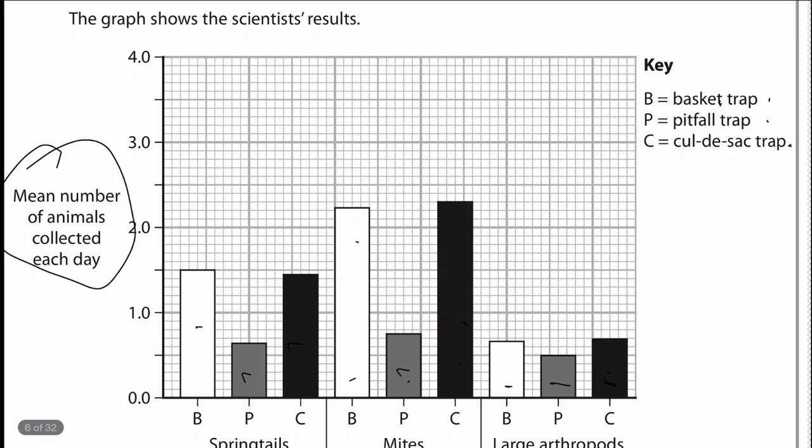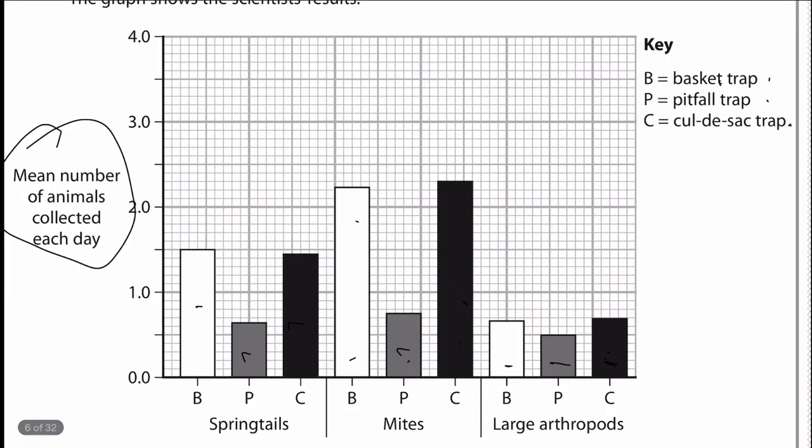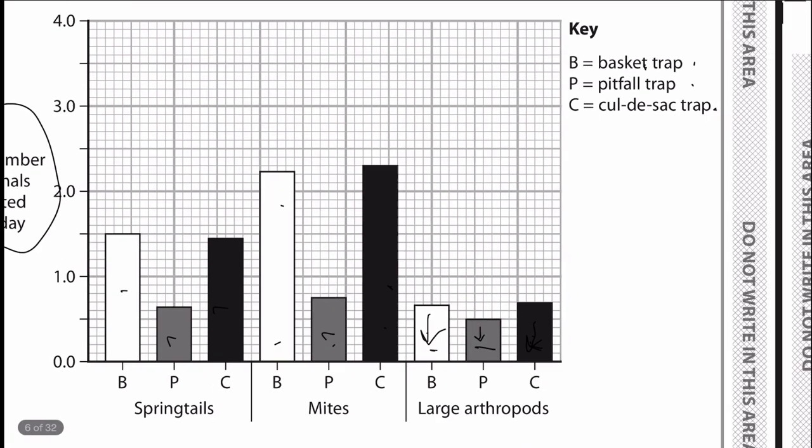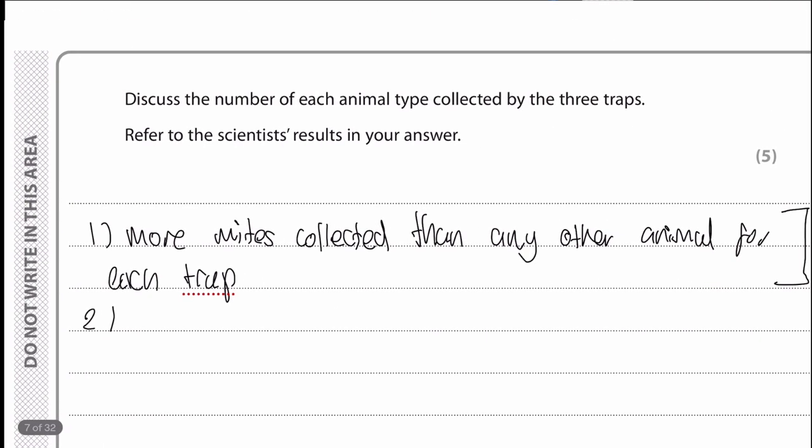Well, we said which one has the most, but conversely, we can say which one has the least. And if you've seen already, you can see that these large arthropods have the lowest for each and every one of them. They have the smallest for the basket trap, the smallest for this pitfall trap, and the smallest for this cul-de-sac trap. So we can say the same thing, but just the inverse.